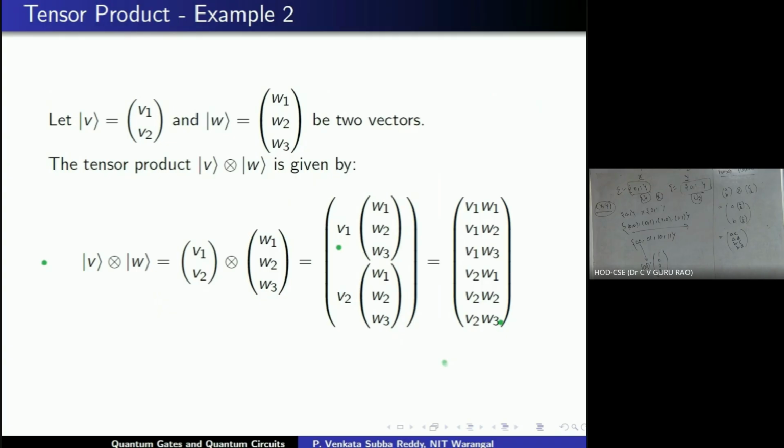So all of you calculate Hadamard tensor Hadamard. Hadamard, we know what is the matrix, no? So 1 by root 2, 1 by root 2, 1 by root 2, minus 1 by root 2, tensor 1 by root 2, 1 by root 2, 1 by root 2, minus 1 by root 2. Okay. First matrix you copy as it is.